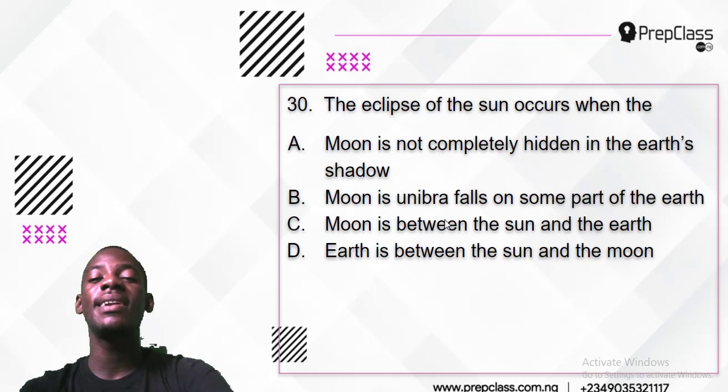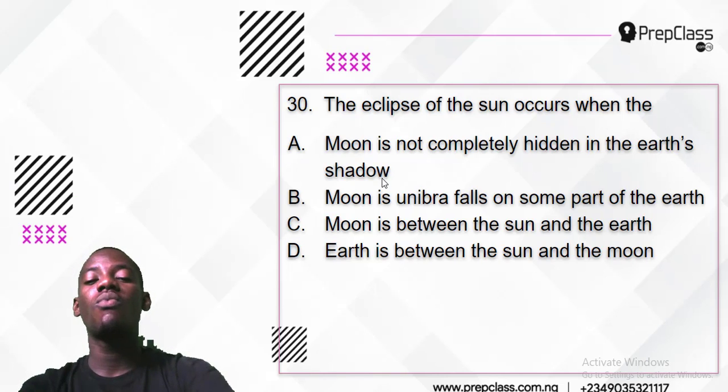Number 30 says the eclipse of the sun occurs when the what? Is it when the moon is not completely hidden in its earth-side shadow? When the moon's umbra falls on some part of the earth? When the moon is between the sun and the earth? When the earth is between the sun and the moon? Eclipse of the sun. This is actually very simple. This is actually a basic six question because they were talking about eclipse.